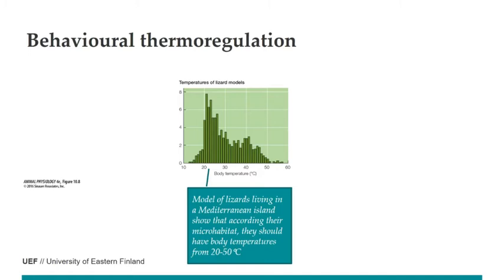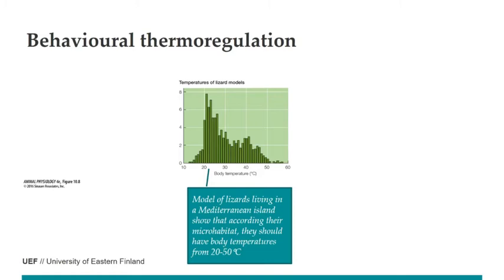And animals, especially in the terrestrial environment, can have behavioral thermoregulation. We started these lectures with bumblebees that produce heat in the muscle, but this behavior also affects the whole body temperature. Here we have a model of lizards living on a Mediterranean island. There are thermometers in different places where the lizards usually exist, trying to collect what kind of habitats exist. And they should have body temperatures varying from 20 degrees Celsius to 50 degrees Celsius.